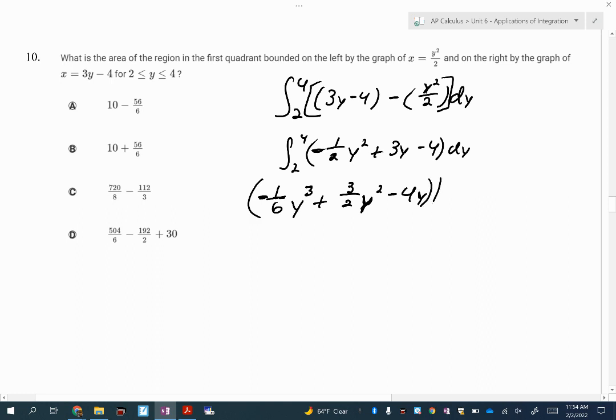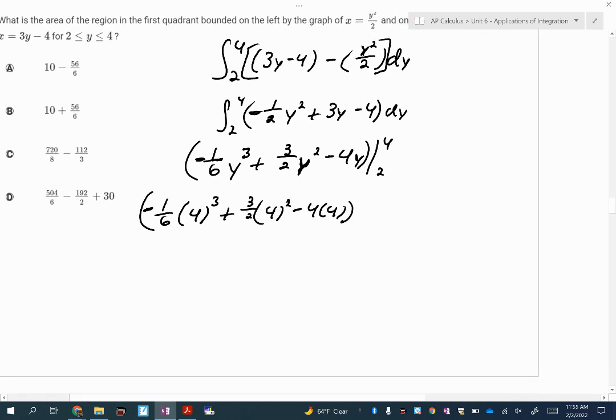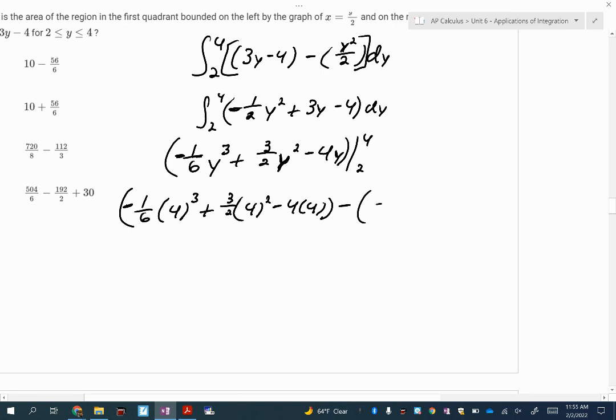All right, evaluating this at 4 and 2. So I have negative 1/6 times 4 cubed plus 3/2 times 4 squared minus 4 times 4. Whatever that is, minus the same thing, but for plugging in 2.